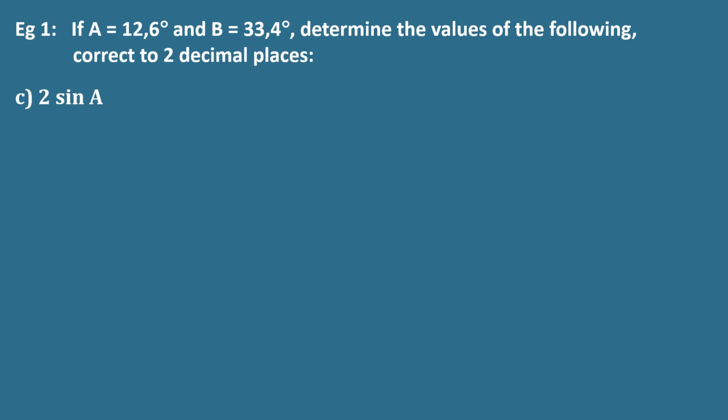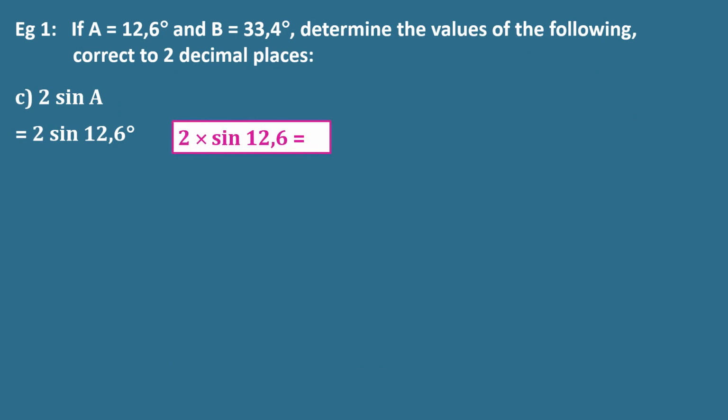Using the same values for A and B, we asked to calculate 2 sine A. So in this one, we're going to type it in exactly as we see it. So 2 sine of 12,6 degrees is equal to 0,44.